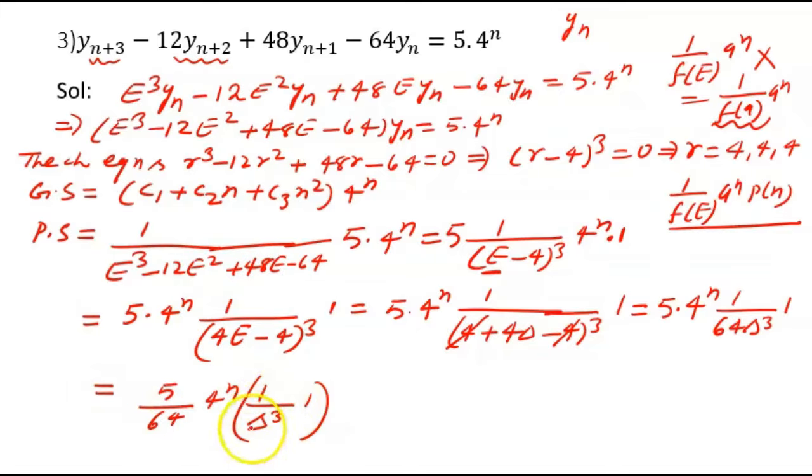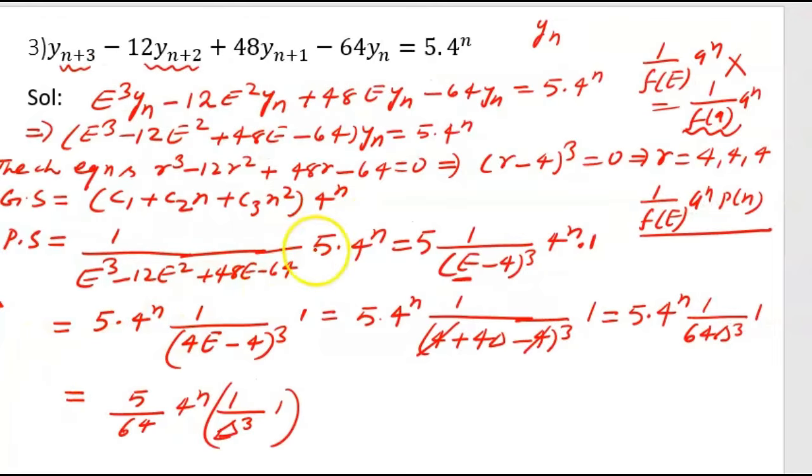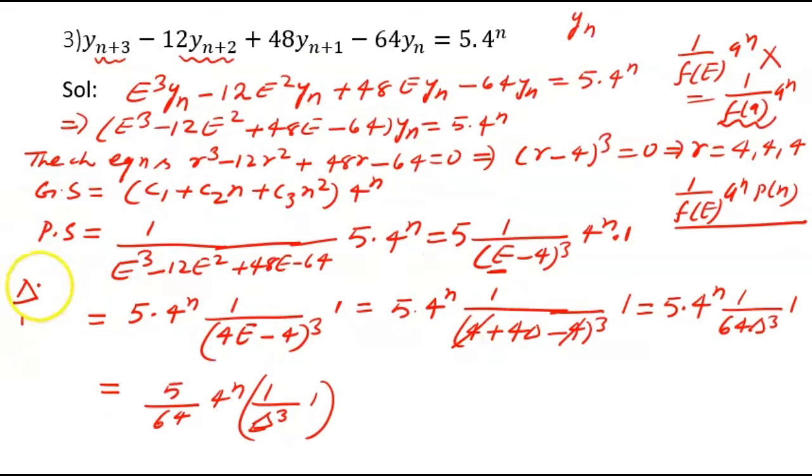So if you look at 1 by delta cube, what basically this means, we have explained in the previous video that delta works like the differential operator, and 1 by delta works like the integral operator, right? So delta works as a differential operator, and 1 by delta works as an integral operator. So if I have to operate 1 by delta cube on 1, if I first operate 1 by delta on 1, what will I get?